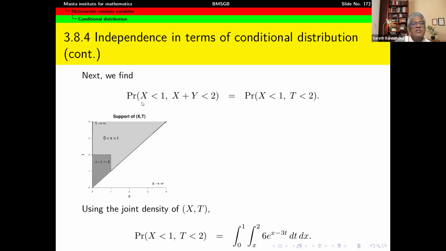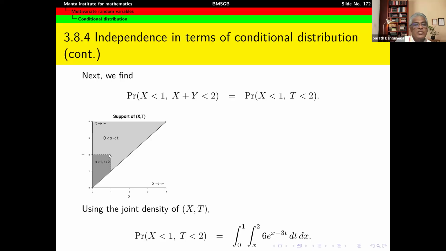But what we are interested in is X less than 1. So this is the X axis, this is the T axis. 1 is here, so X less than 1 is this area here, and T less than 2, so T is equal to 2 here. This is the subset that we are looking at. We want the probability that the random point, capital X, capital T, will be in this gray area, right?